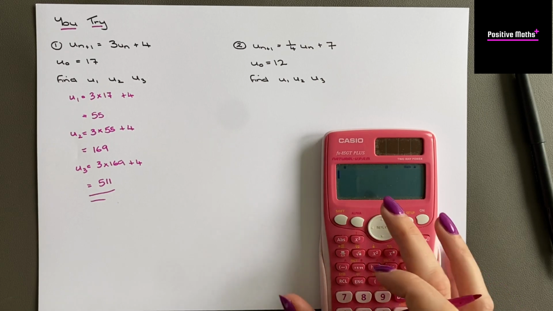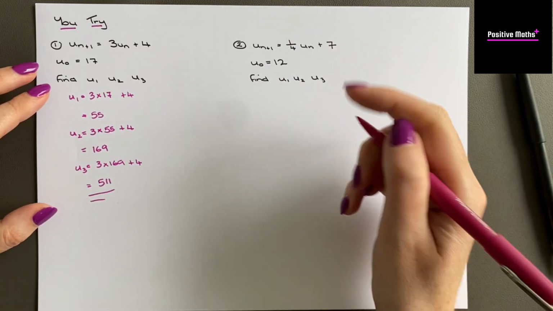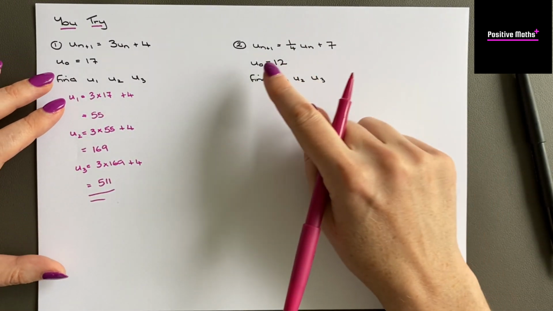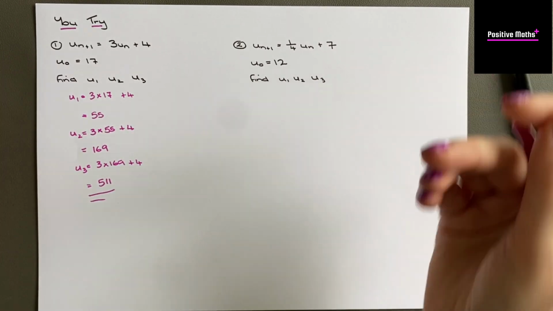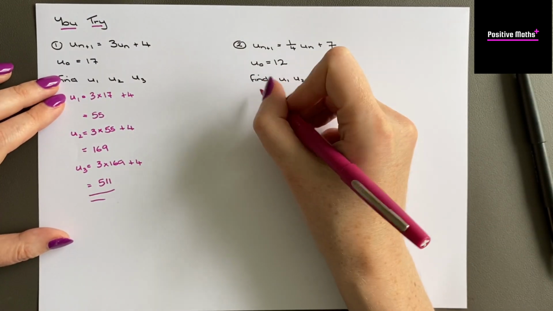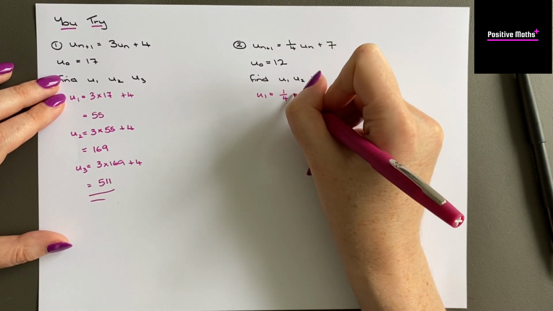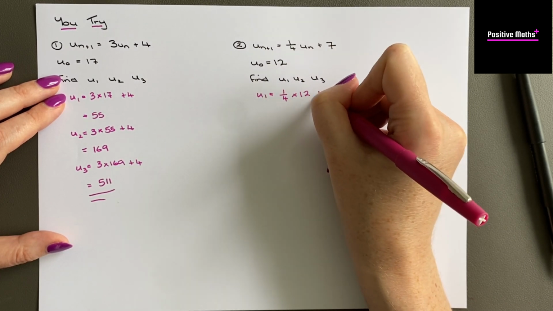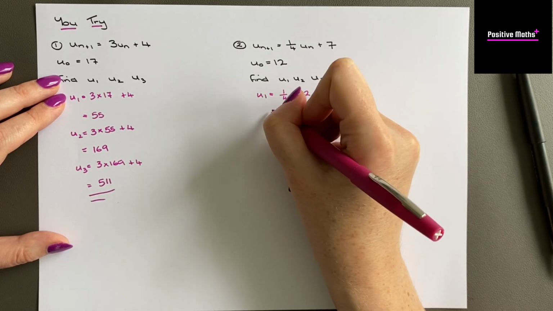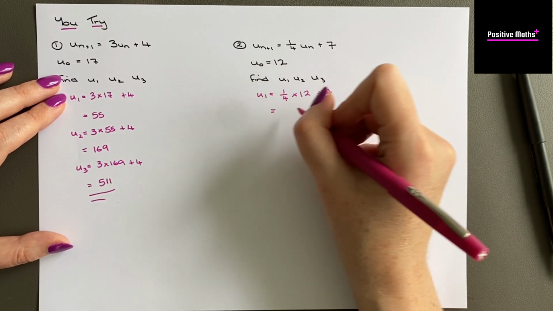Okay, so let's do now the next one. A quarter of u(n) plus 7. So u(n+1) equals a quarter of u(n) plus 7. So first of all, u1 is a quarter of 12 plus 7. A quarter of 12 is 3. So 3 plus 7 is 10.